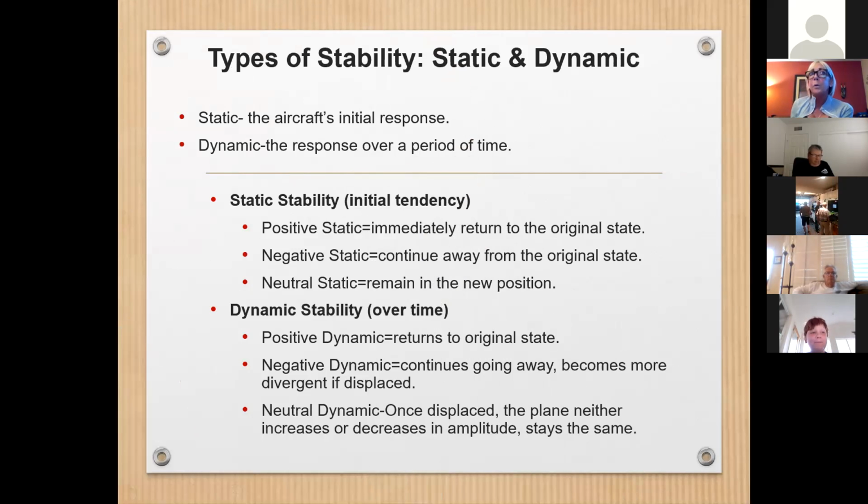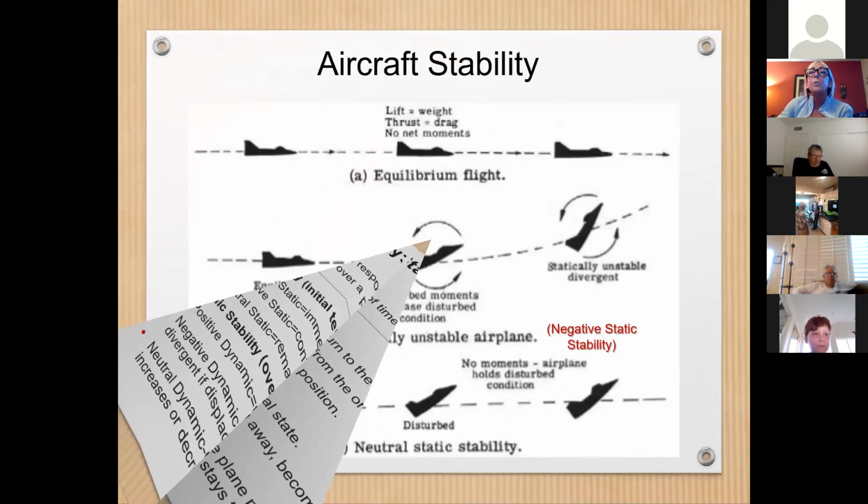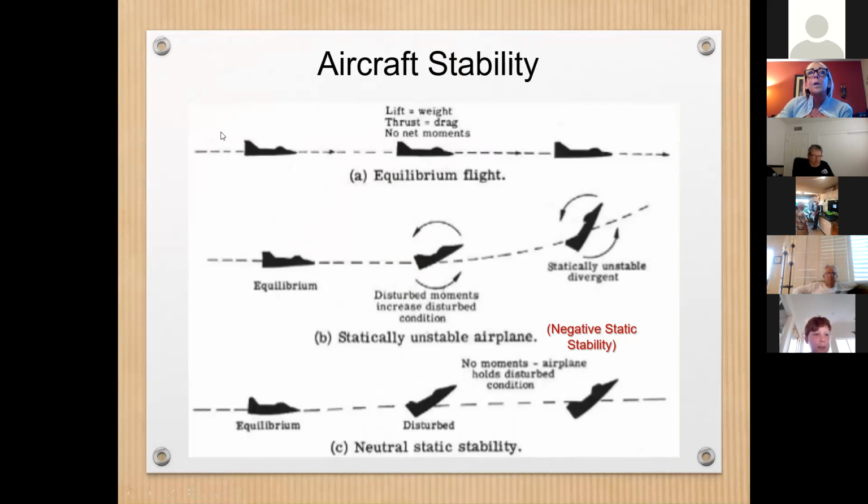We have static stability, which is the aircraft's initial response. And then we have dynamic stability, which is over a period of time. And here's what it looks like. So we have straight and level flight. Then we have a plane that now we're going to pitch up by using the elevator, and this plane is going to become statically unstable divergent. And that is the worst plane to be in as a pilot.